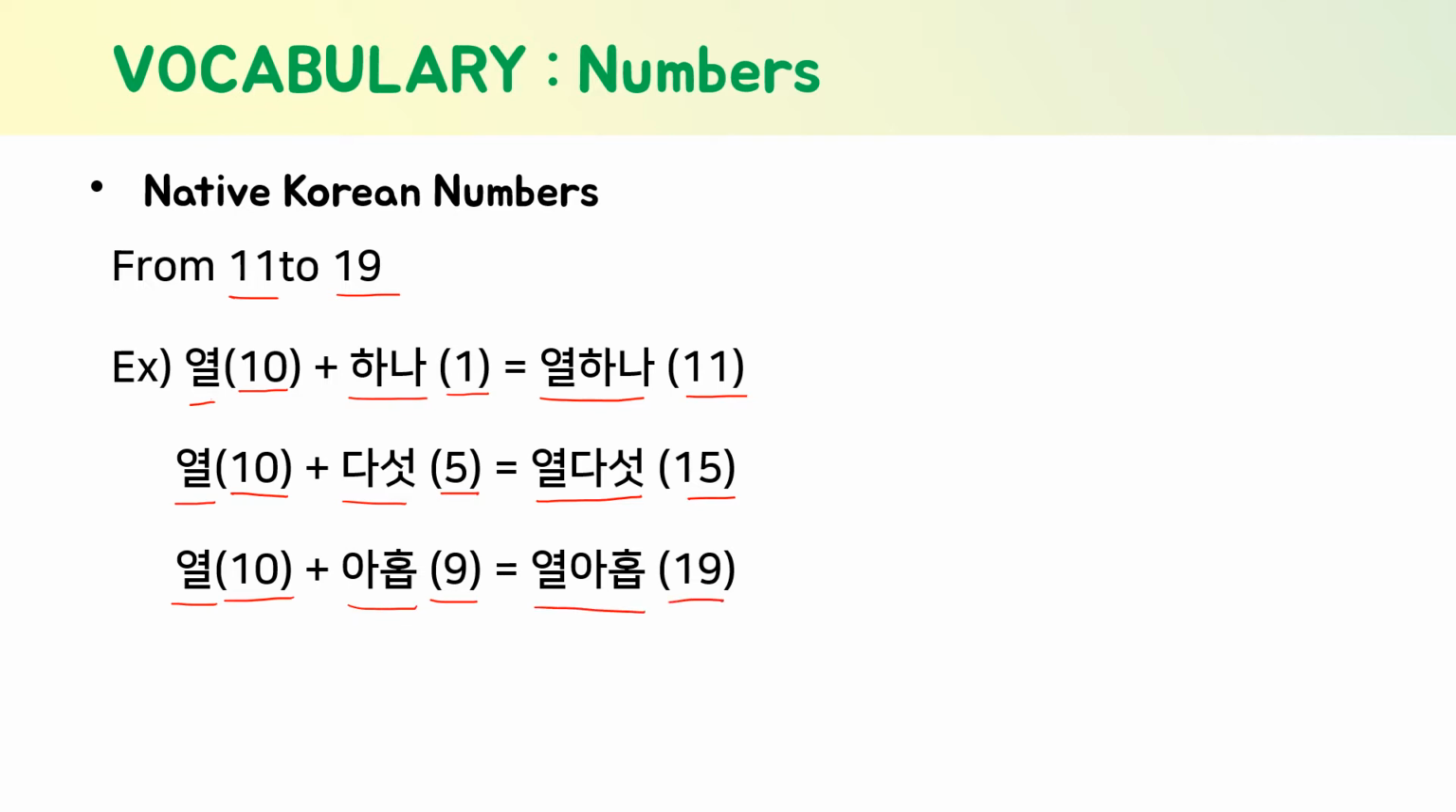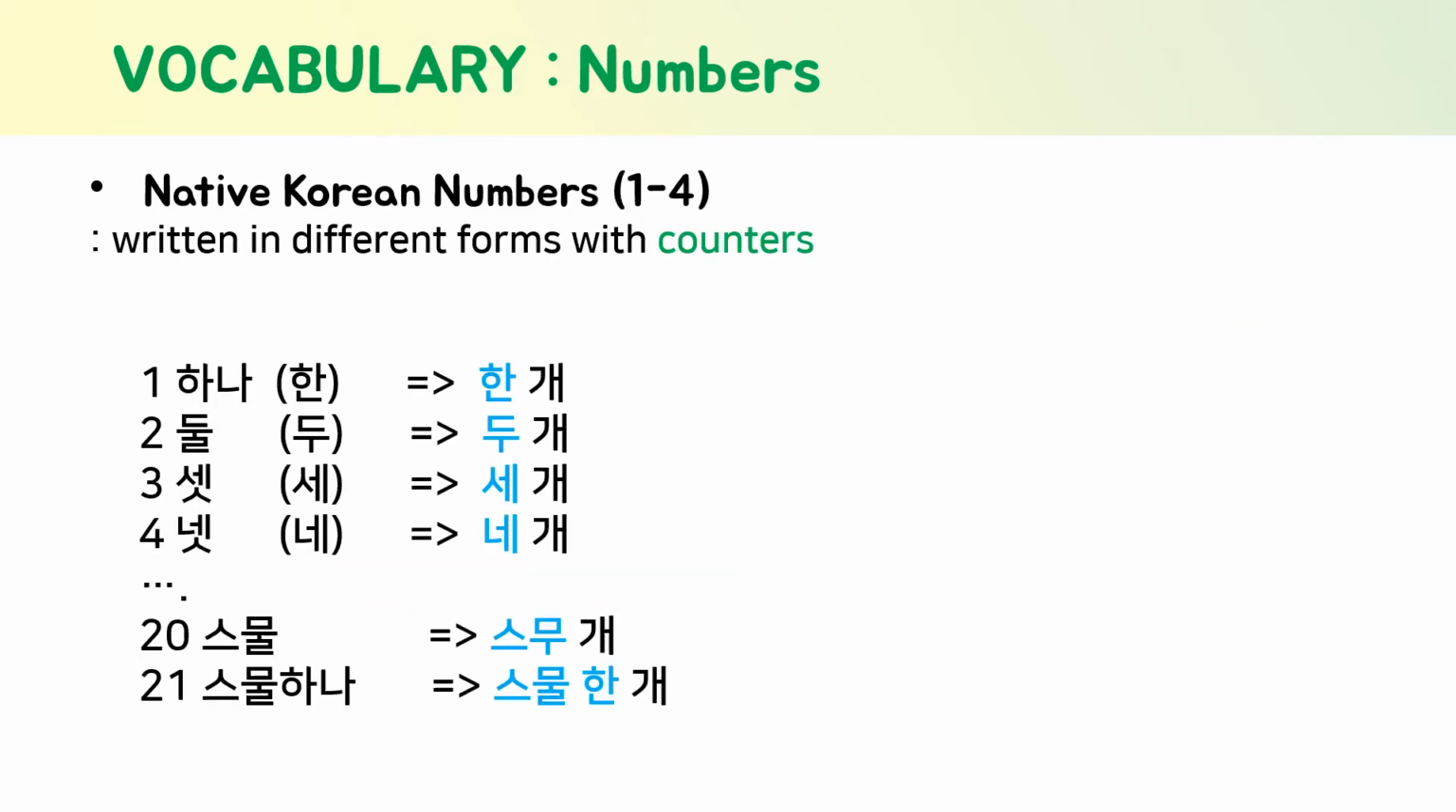And let's do one more. 17. The way you read it is 10 plus 7. The word for 10 is 열, the word for 7 is 일곱. So 17 becomes 열일곱. 열일곱 means 17. Okay? All right.